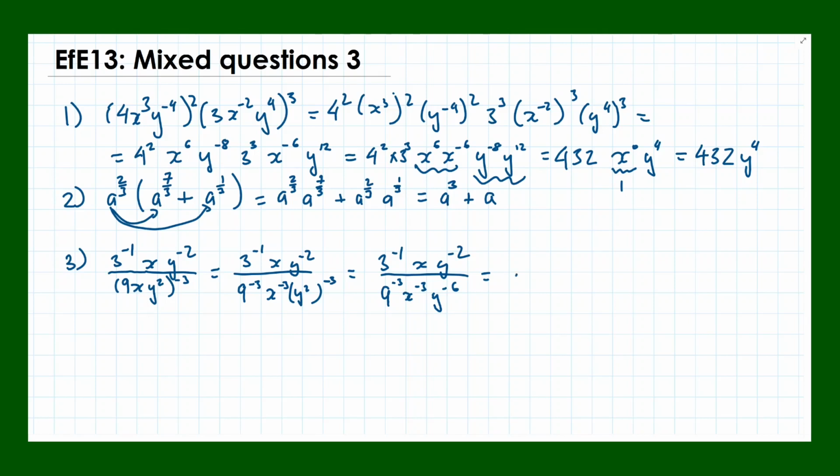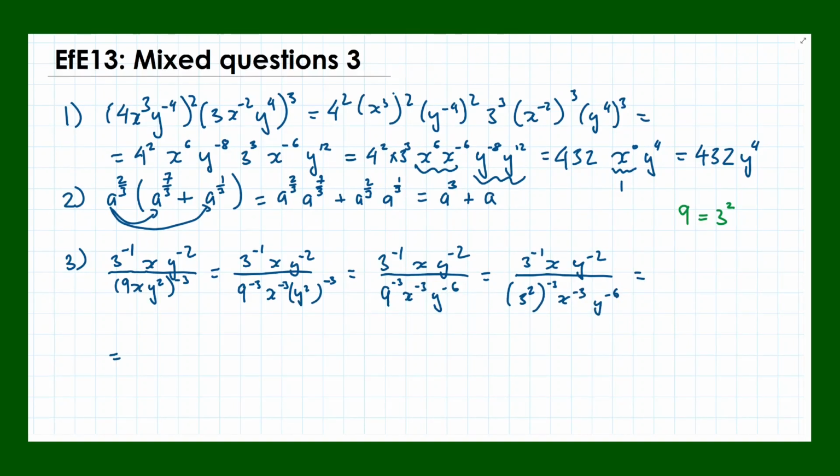Well, what I'm going to do here, I'm going to leave 3 as it is, but I remember that 9 is actually 3 squared. So I can replace 9 with 3 squared, but 9 has to be raised to the negative third, so I'm going to raise 3 squared to the negative 3 as well. Then I keep the rest of them unchanged.